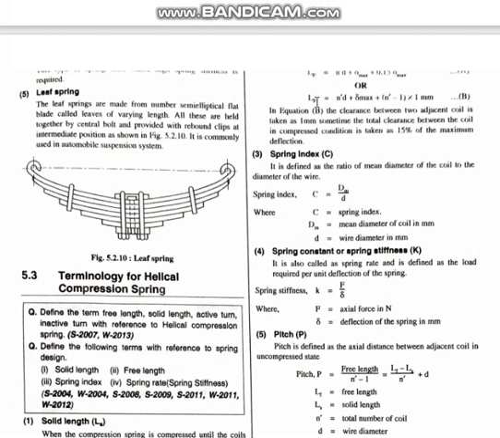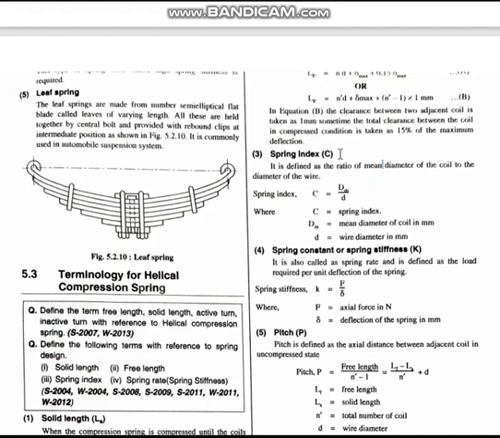So another formula is for the free length. Free length is N dash D plus delta max plus N dash minus 1 into 1. N dash minus 1 is the number of gaps. N dash is the total number of coils, and if you subtract 1, that is the number of gaps between. Gaps will be 1 less.